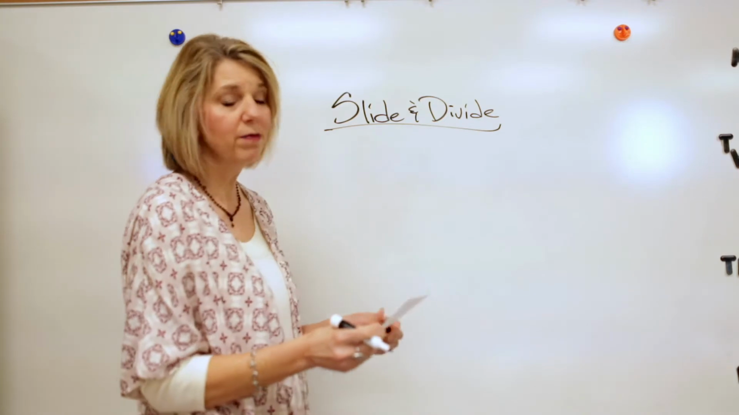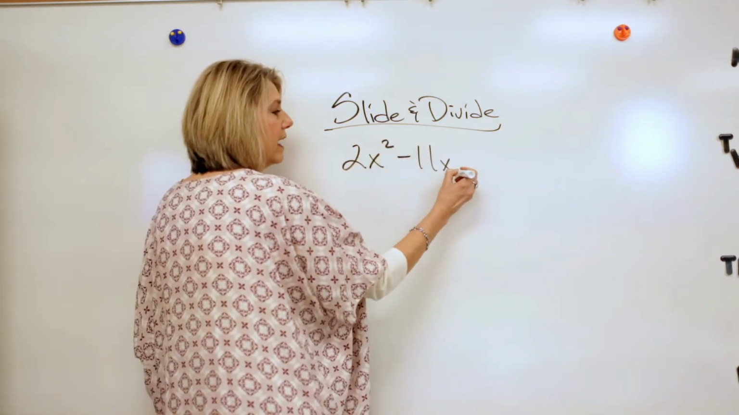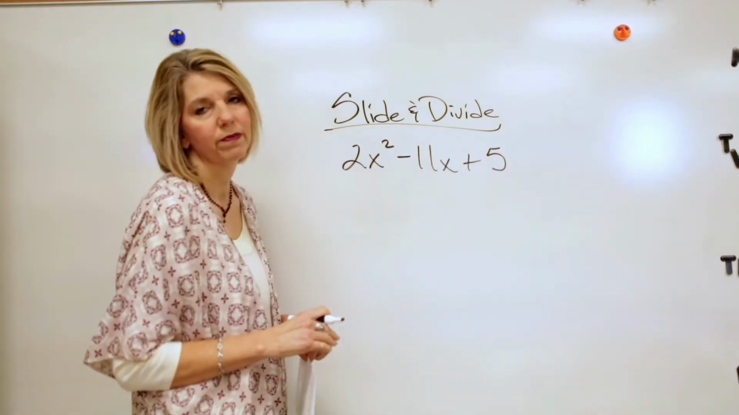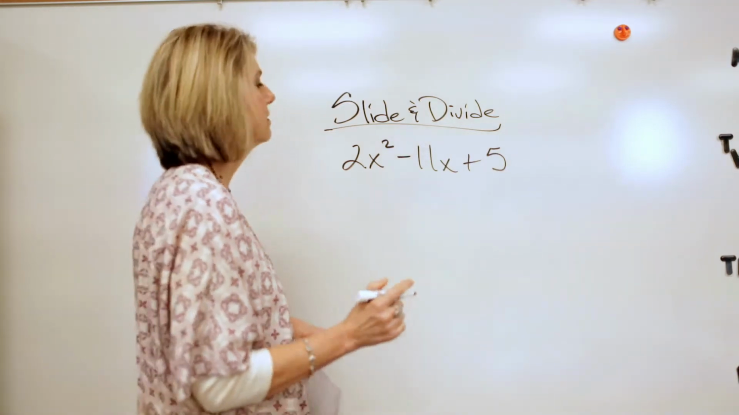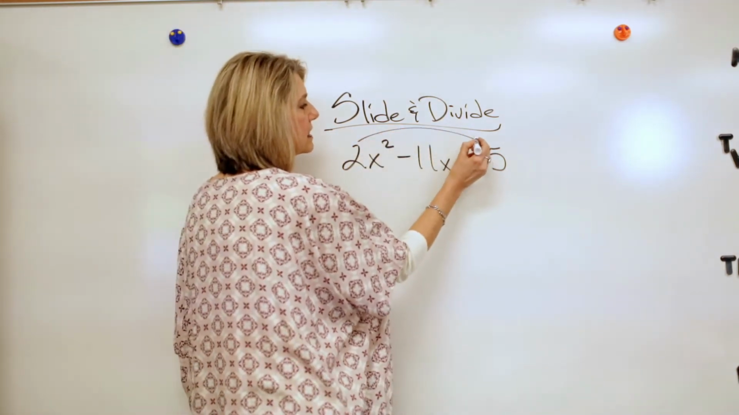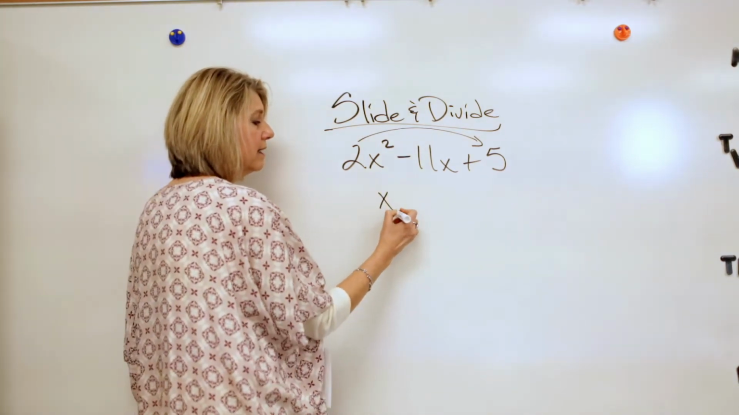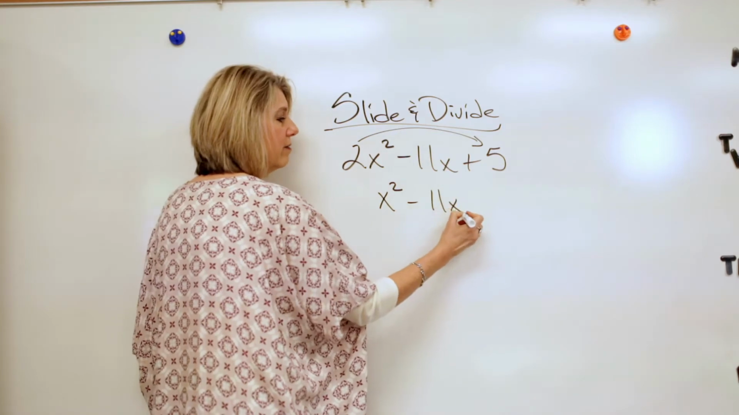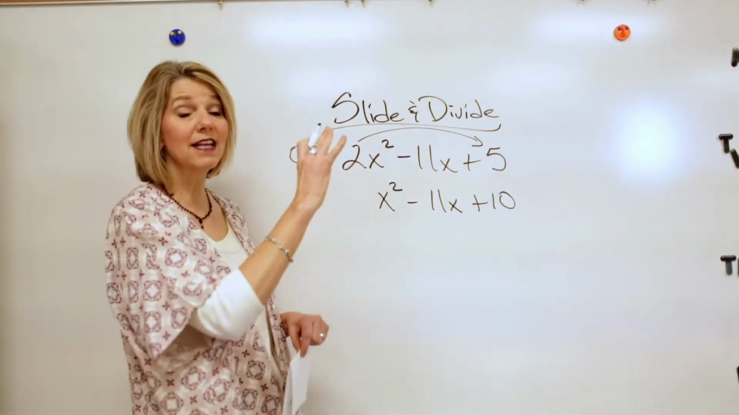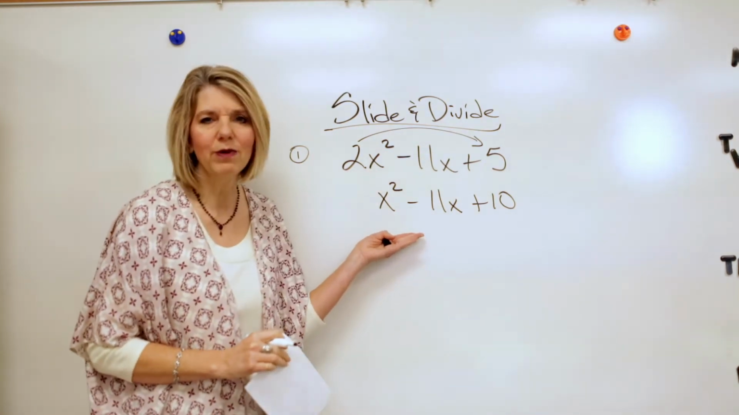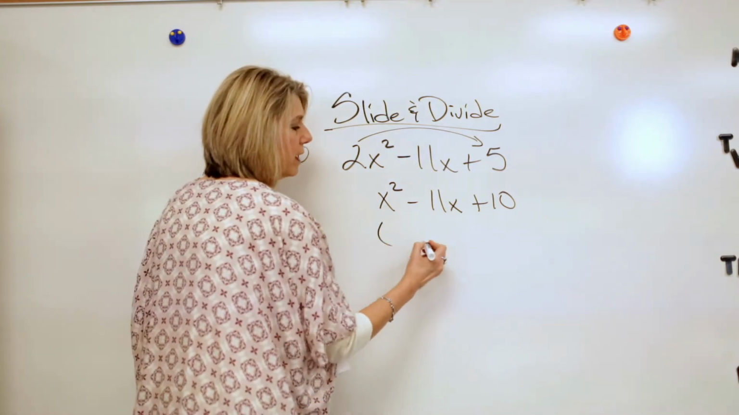So let's take a problem like 2x squared minus 11x plus 5. The principle of slide and divide goes like this. Step number 1, you slide. When you slide, you multiply. So you say x squared minus 11x plus 10. Step 1 was we slide. Now look what we've created: the easy factoring that students understand and don't struggle with.